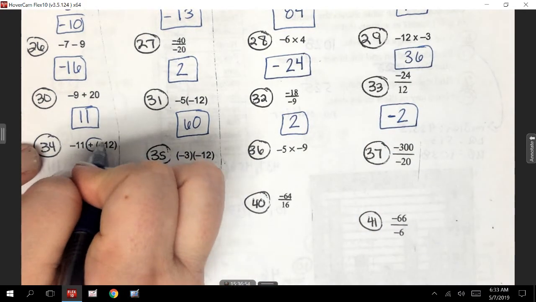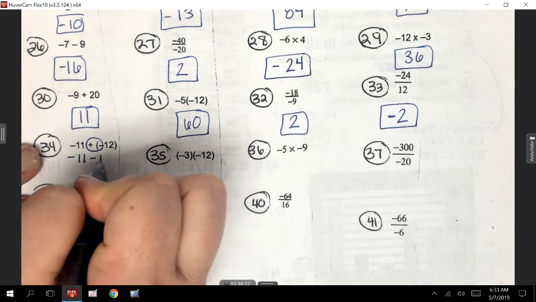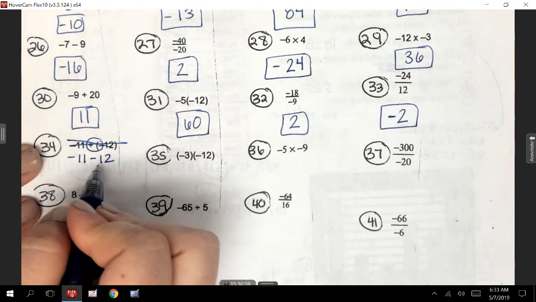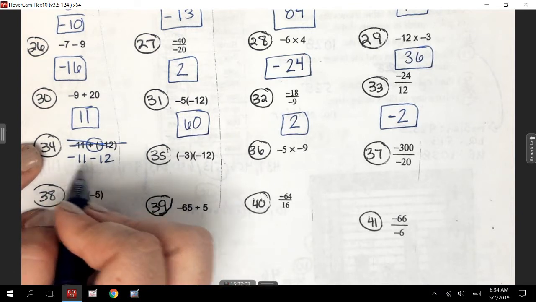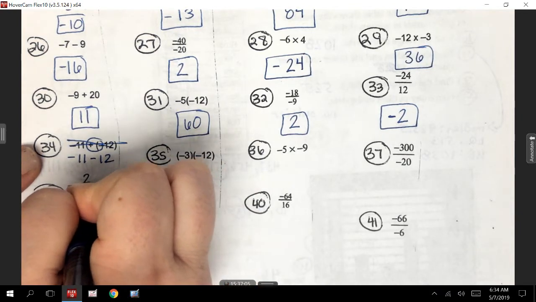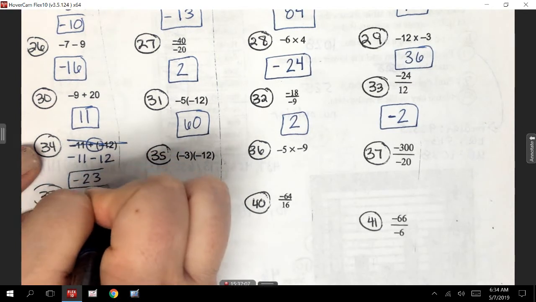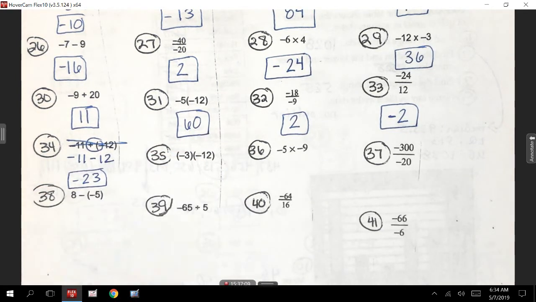Here, I have a double sign, so I'm going to make that negative 11 minus 12. Remember, this didn't have the parentheses there, so this is adding and subtracting. Same sign means I'm going to add them together. I get 23, and it's negative because 12, the bigger number, was negative.